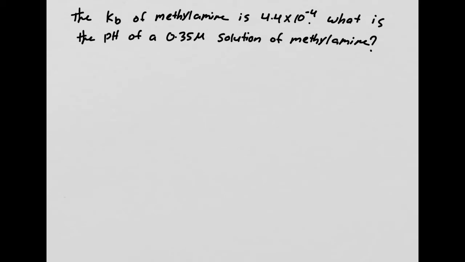So here's our next problem. I give you the Kb of methylamine and I ask you for the pH of this solution. Now, there's only one thing in the solution, so you need to figure out if it is a strong acid, a strong base, a weak acid or a weak base. You know it's not a strong acid or a strong base, because it's not on the list of the strong acids and it's not on the list of the strong bases. So it's going to be a weak acid or base.